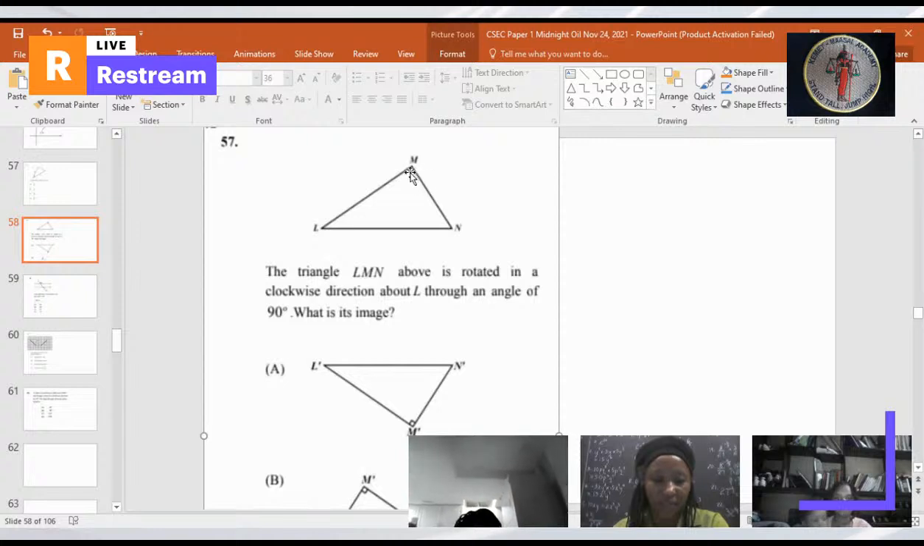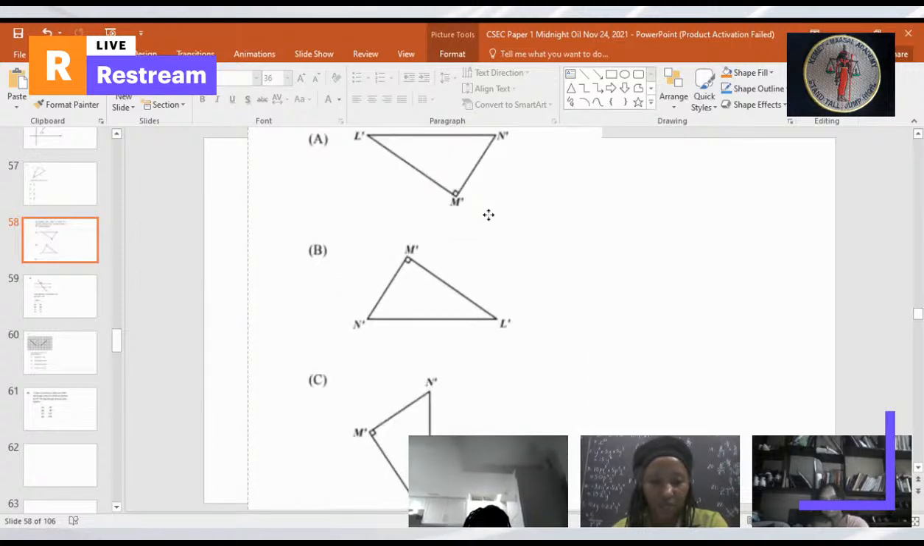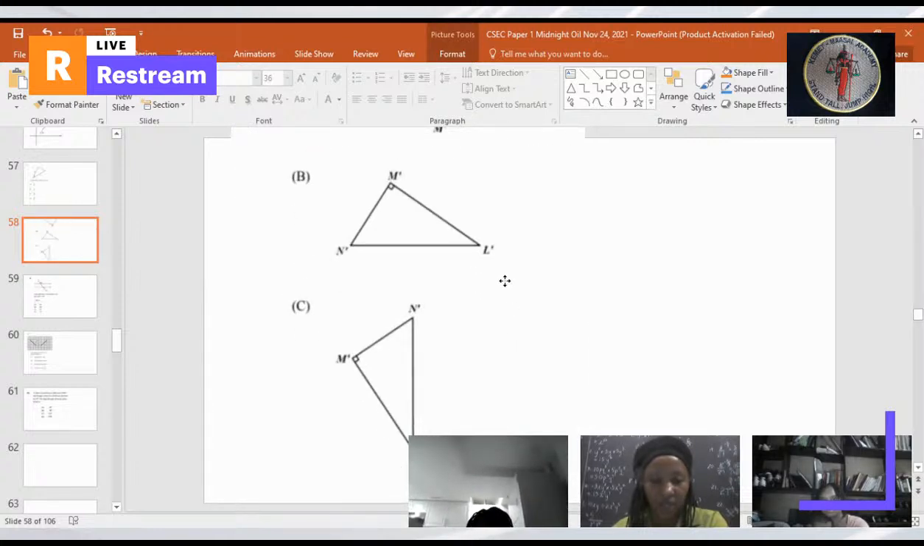Yes, miss. So the right angle is here now. So 90 degrees would bring it here. So that triangle is turned this way, that way. So yeah, I think it would have been option D, miss, which got cut off. Everyone's asking about 56. It got cut off.